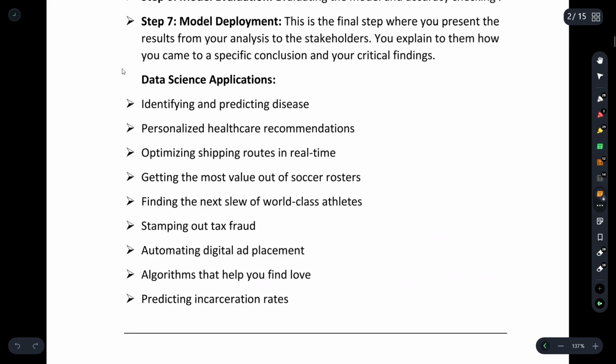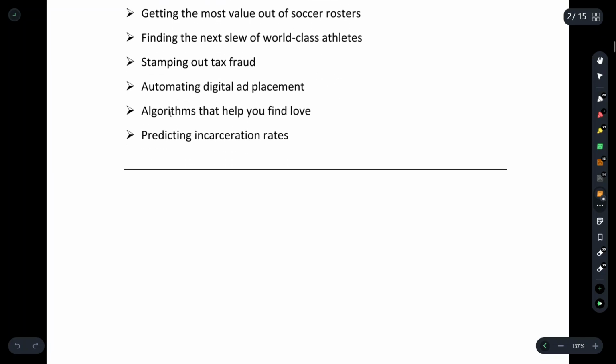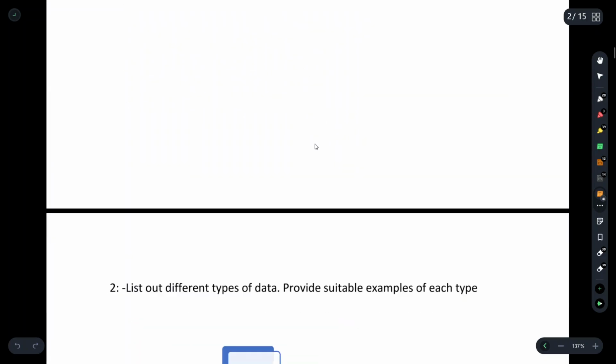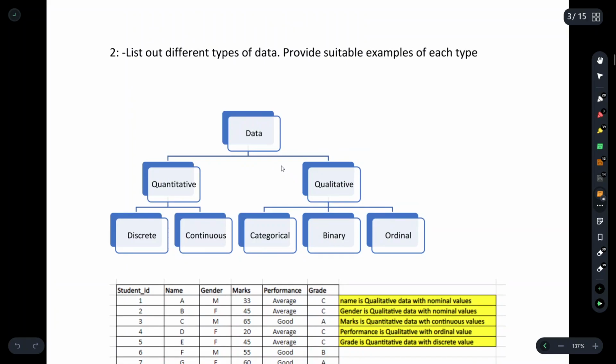And data science applications are identifying and predicting diseases, personalized healthcare recommendations. You can even write Google voice assistants or whatever it is, algorithms that can help find love, predicting in-car creation rates, or whatever it is. You can just remember 5 to 6 applications and write them in the exam. So list out different types of data, providing suitable examples of each type. Data is of 2 types: quantitative and qualitative. Quantitative is of discrete and continuous.